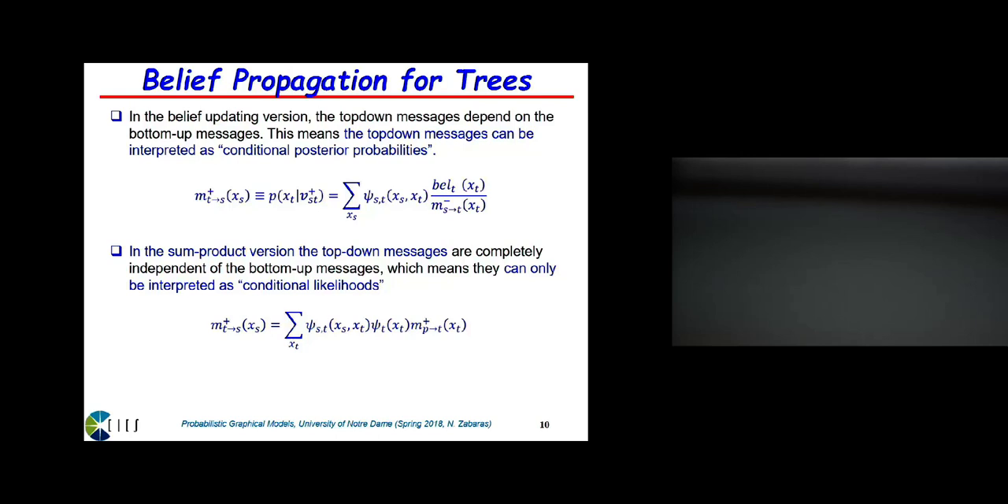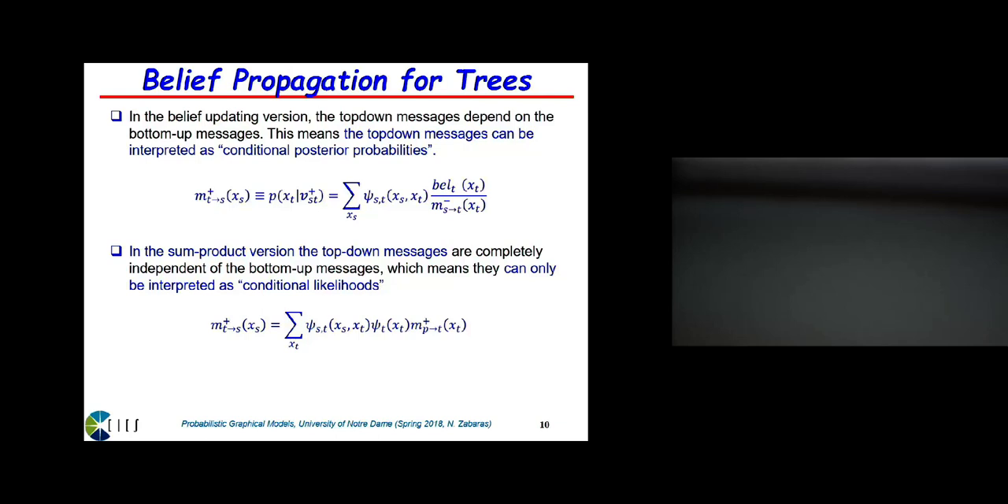You need to keep track of the messages coming from below. And that's why these messages from above, you will see in a lot of books, interpreted as conditional posterior probabilities. And actually, in the slides that I gave you for directed graphs, I had written, as I said, this is somewhere a posterior probability. The idea here is, you're already considering evidence from below in computing these messages with this parametrization, so you can put sort of the meaning of this being a conditional posterior probability.